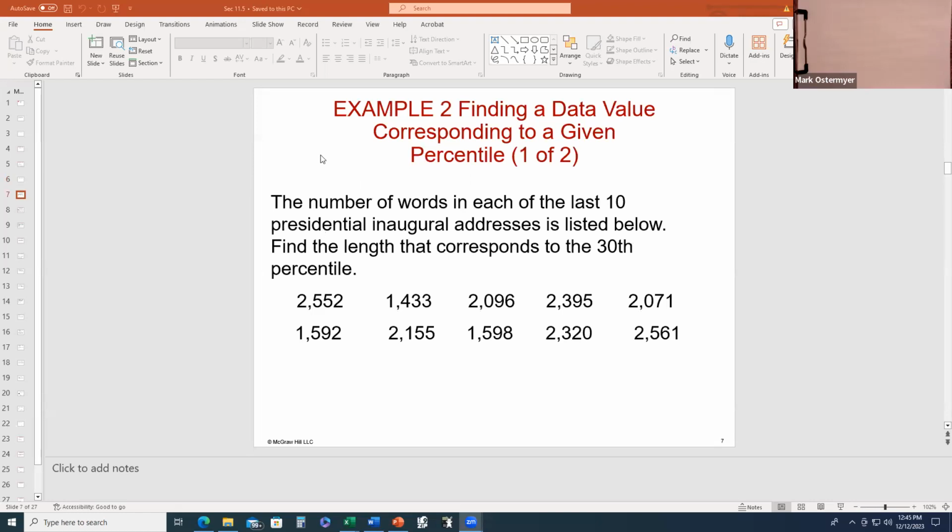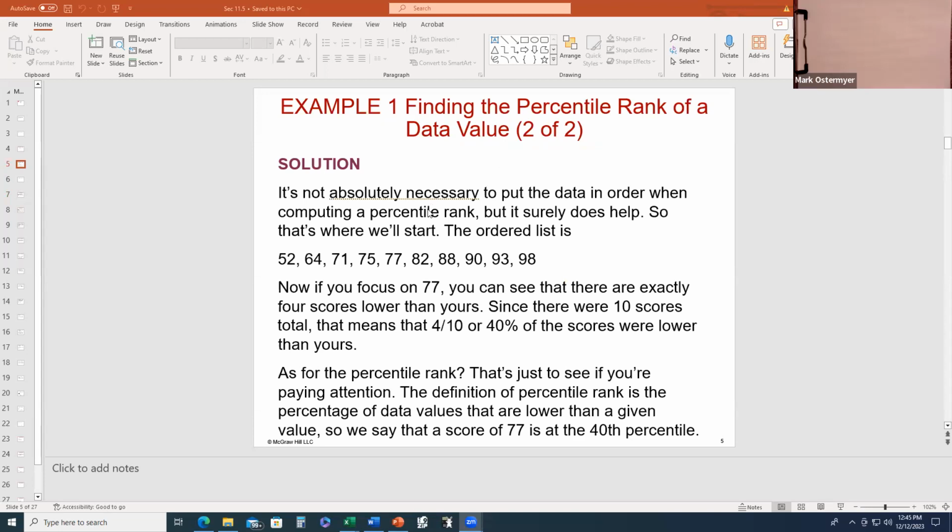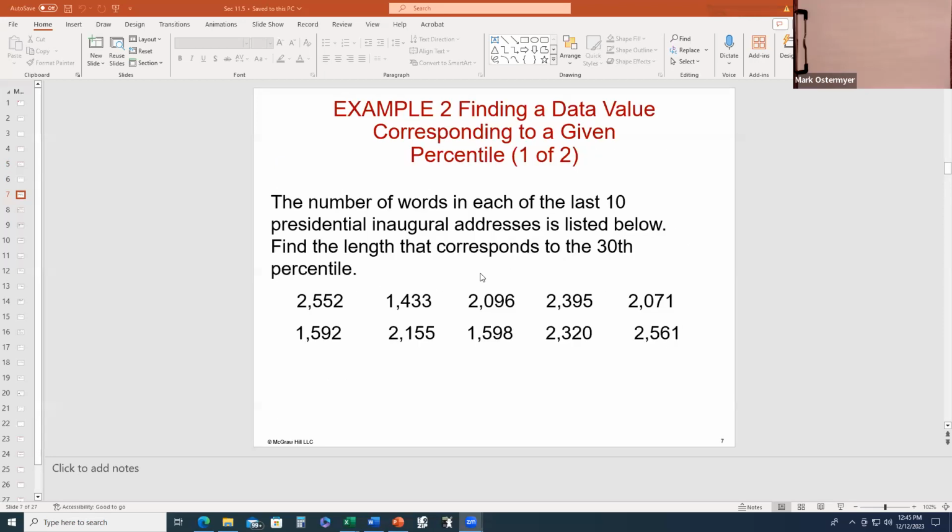All right, now example 2, finding the data value corresponding to a given percentile. All right, now see before, we were given the data value and we wanted to compute the percentile rank of it. But now we're working backwards. Given a percentile rank, what would be the data value? Okay.